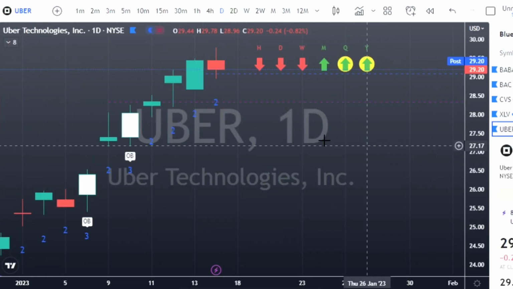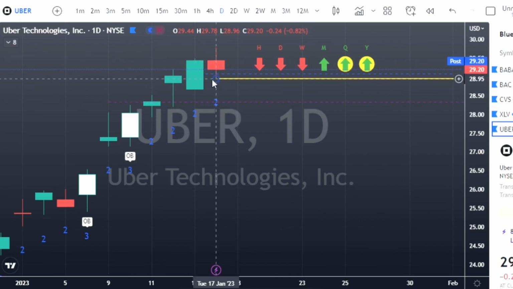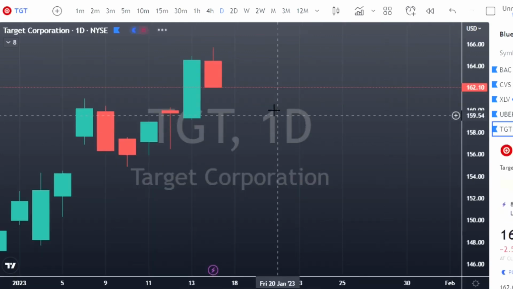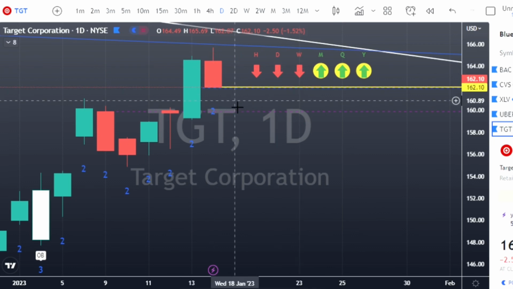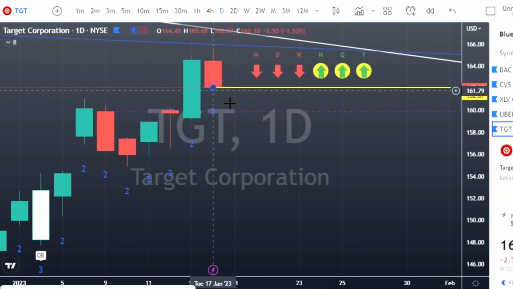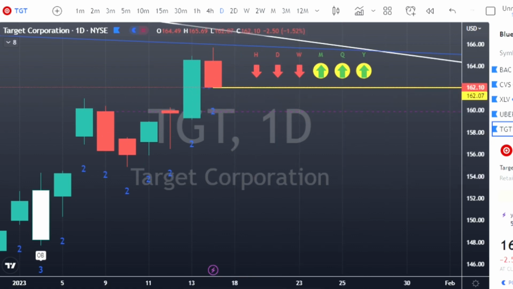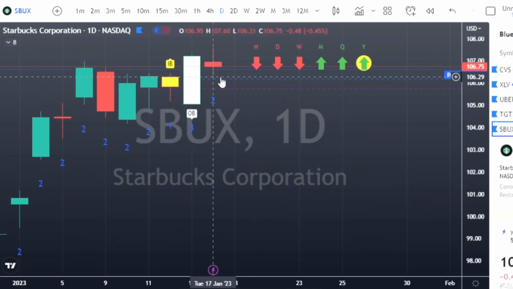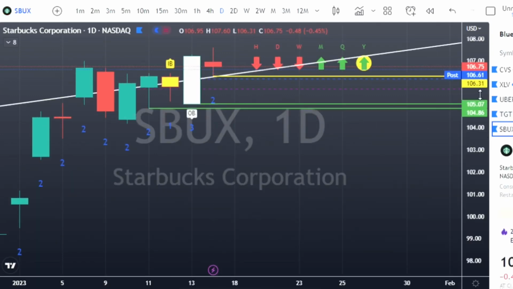We move on to Uber, 2 up, finish red, so we can look for puts here on Uber at 28.96 and the first target at 28.66. Target, TGT, 2 up, finish red, failed 2. Let's look for puts on this thing at 162.07, and we can mark first targets out together at 159.13 on target. Starbucks, 2 up, red, so we can look for the puts at 106.31.